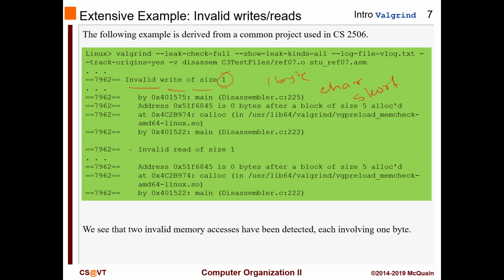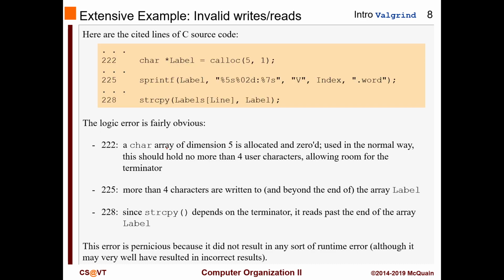It also says invalid read size of 1 byte. So again, it's the same thing, but over here it tried to write something, over here it tried to read something. So let's take a look at what may have went wrong. Over here we see that we have a character array. We are creating it with the size of 5, and then we are trying to do a sprintf. You know that sprintf is going to read from this label.